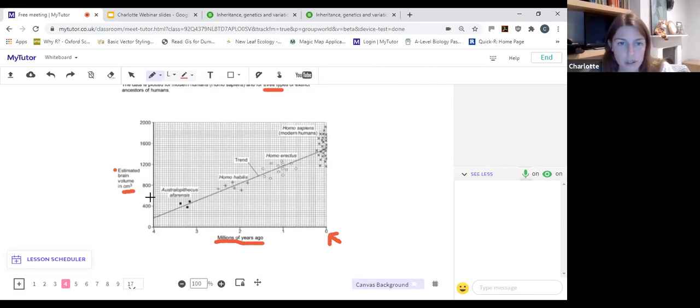Okay, let's look at all these dots. So we know that there are modern humans on here. I said that at the top, and we've got lots and lots of dots there for modern humans, all clustered at the top there. And then we've got these other species, so Homo erectus, Homo habilis, and Australopithecus afarensis.